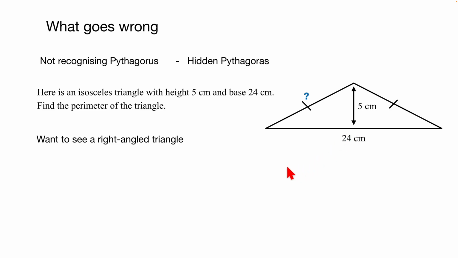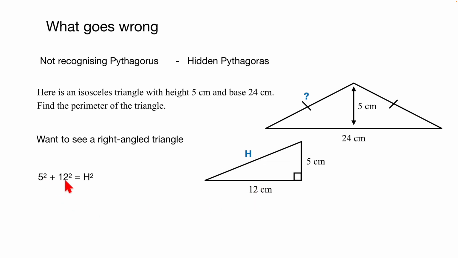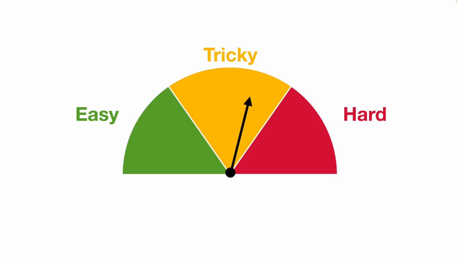So we can draw another right angle triangle. Well, it's right angles because of this square, but also because this is a vertical height. 12 cm, the base, because it's half of this. Height is still 5 cm. And now we're trying to find this. So 5 squared plus 12 squared equals h squared. H equals 13, you will discover. So the perimeter is, of course, h plus 24. H plus 24 equals 50 cm. It can be tricky if you don't spot them, but hopefully that's going to make it easier.